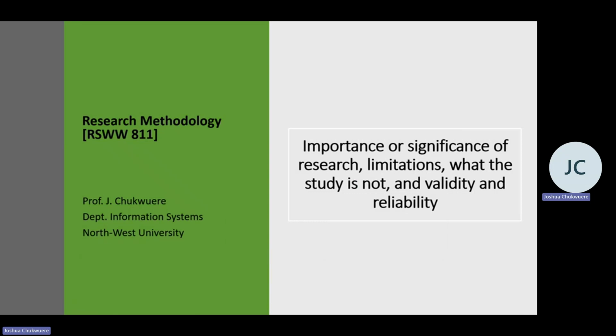It's very important for you to understand this aspect of your research proposal, of your research writing. The first one we're going to talk about in this presentation is the importance or significance of research, limitation, what the study is not, and validity and reliability of this part of your study.